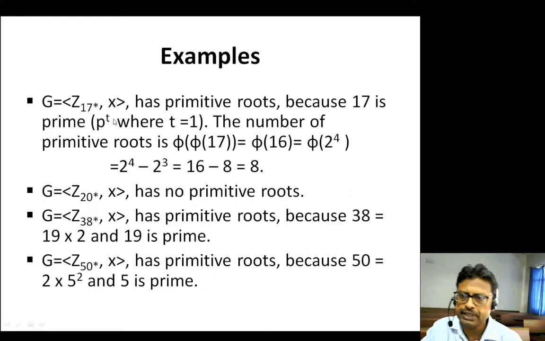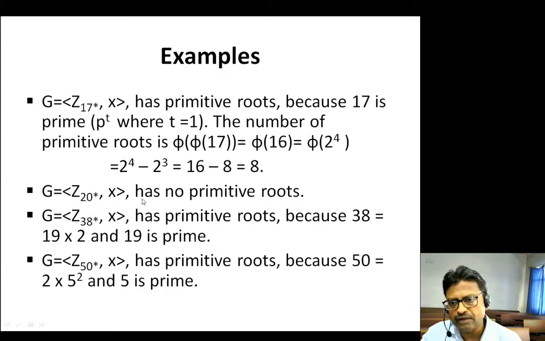Z17: 17 is a prime number. Does it have primitive roots or not? Let us check. 17 is a prime number, so p to the power t, where t is equal to 1. So how many primitive roots will there be? φ of φ of 17. φ of 17 is 16. φ of 16 is 2 to the power 4, so 2 to the power 4 minus 2 to the power 3, that is 16 minus 8, which is equal to 8. So it means in Z17 star there will be 8 primitive roots.